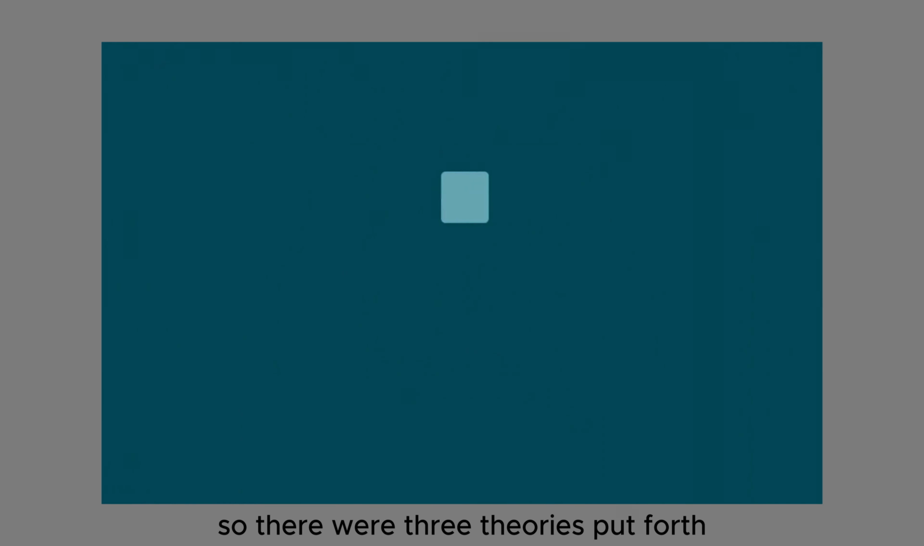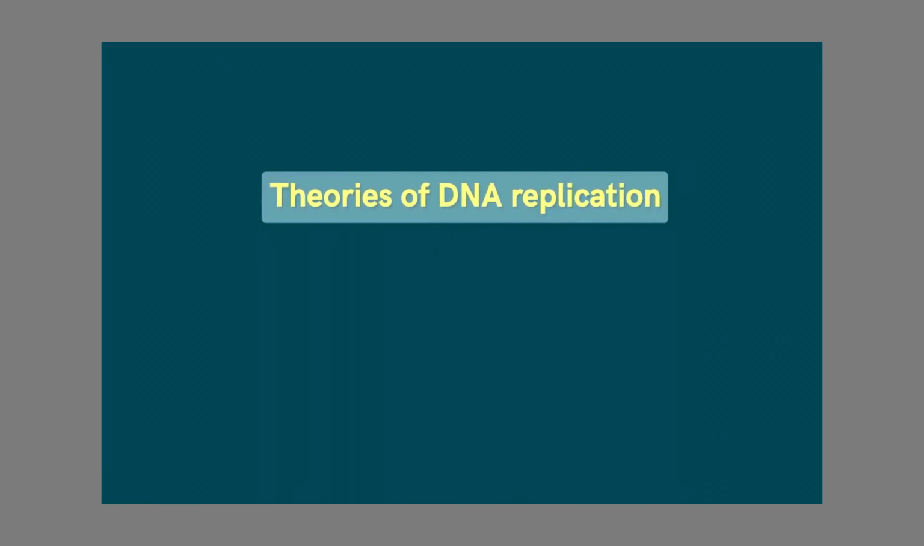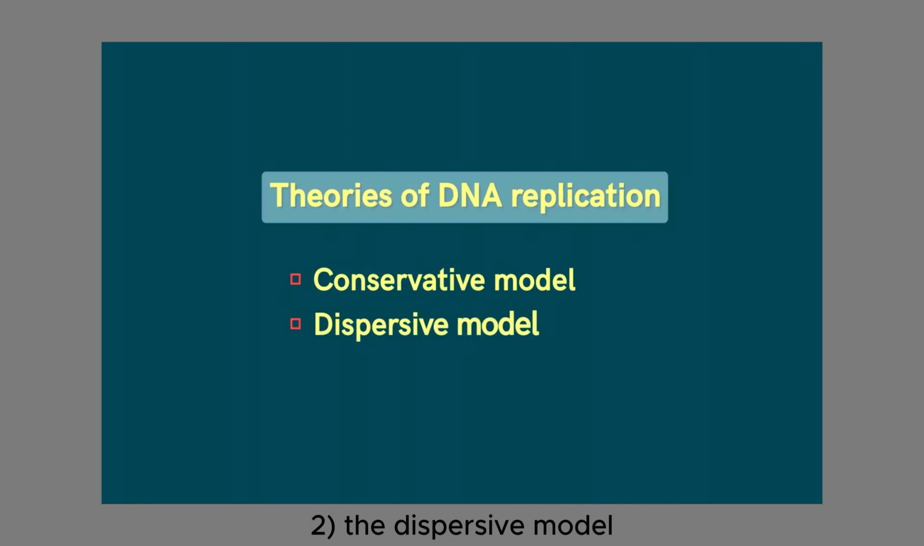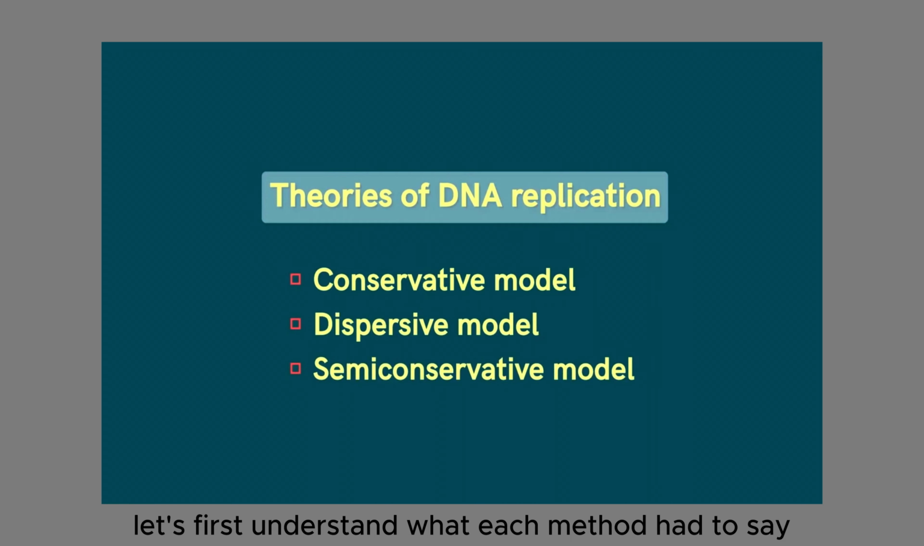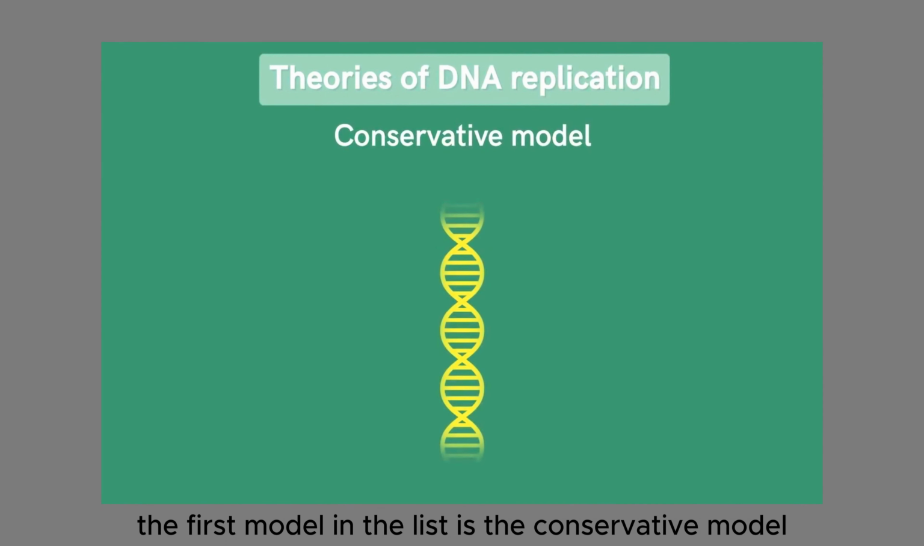So there were three theories put forth which hinted at the replication process of the DNA double helix. The first was called the conservative model, the second one the dispersive model, and the last was the semi-conservative model. Let's first understand what each method had to say. The first model in the list is the conservative model.